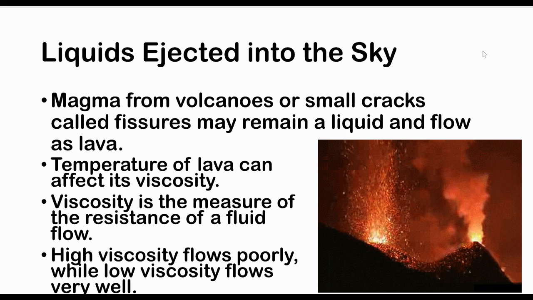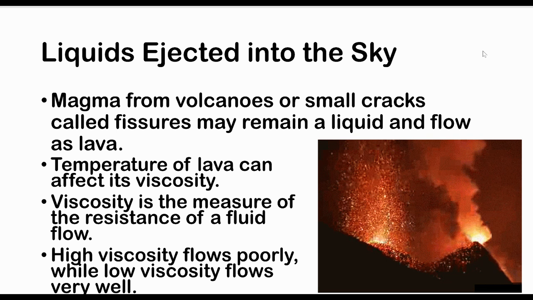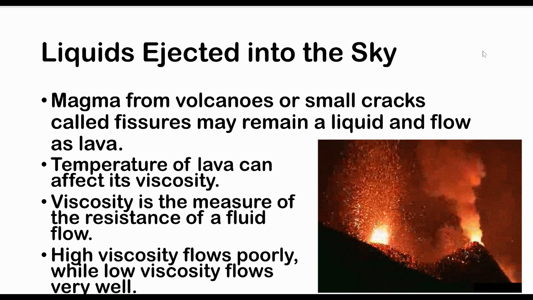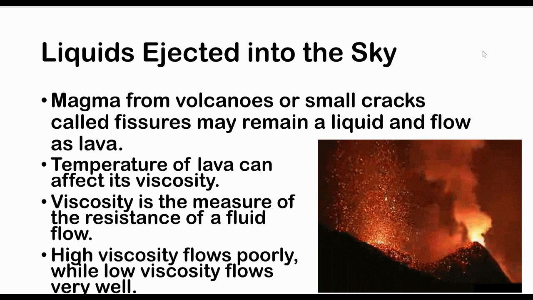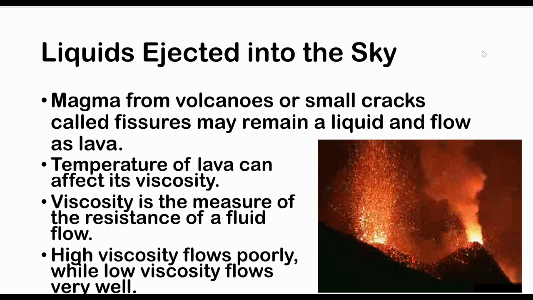When you have gravy for your mashed potatoes, it will flow very well when it's hot, but as it cools, it won't flow as well and it starts to solidify a little bit. So that's an example of how temperature can affect viscosity.